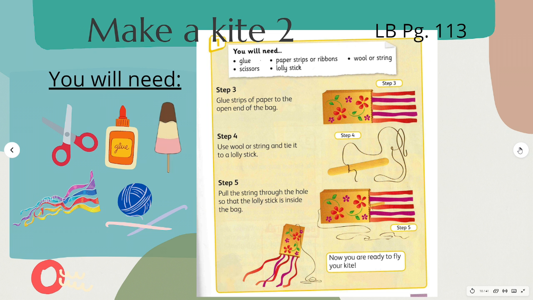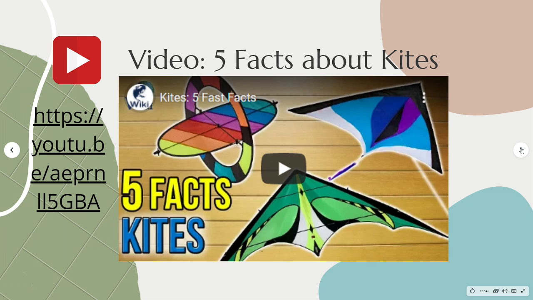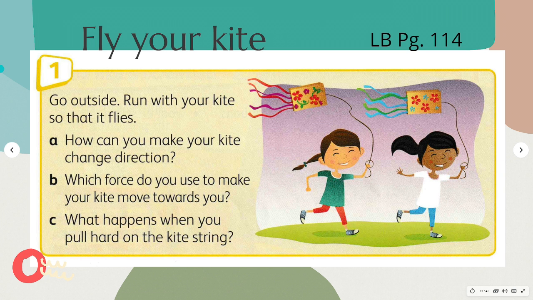For the kite, it is both push and pull. Wind pushes the kite and string pulls it. Now we will go outside, run with your kite so that it flies. Now the question is, how can you make your kite change direction?